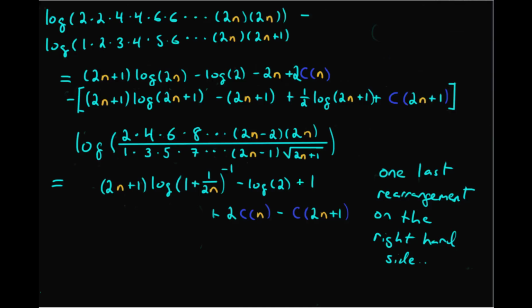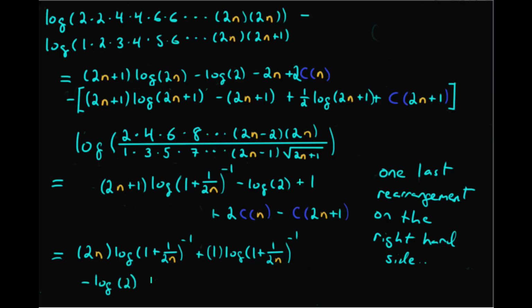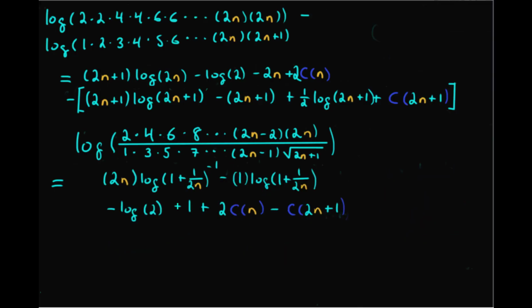And now that I've done that, it might seem reasonable to actually break up this term, so I'll do that. So this term is going to equal 2n times the log of 1 plus 1 over 2n raised to the negative 1, plus 1 times the log of 1 plus 1 over 2n raised to the negative 1. And then all the other terms remain, minus log 2 plus 1 plus 2 times c of n minus c of 2n plus 1. And now we're finally ready to take the limit as n approaches infinity.